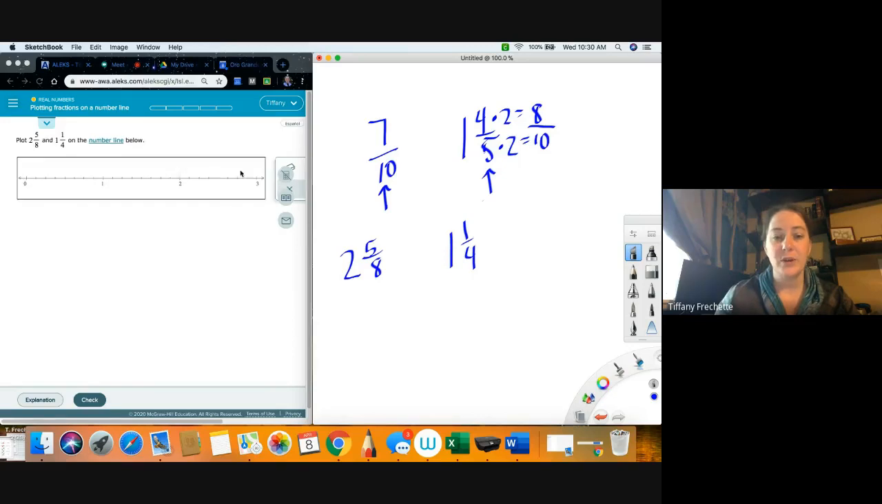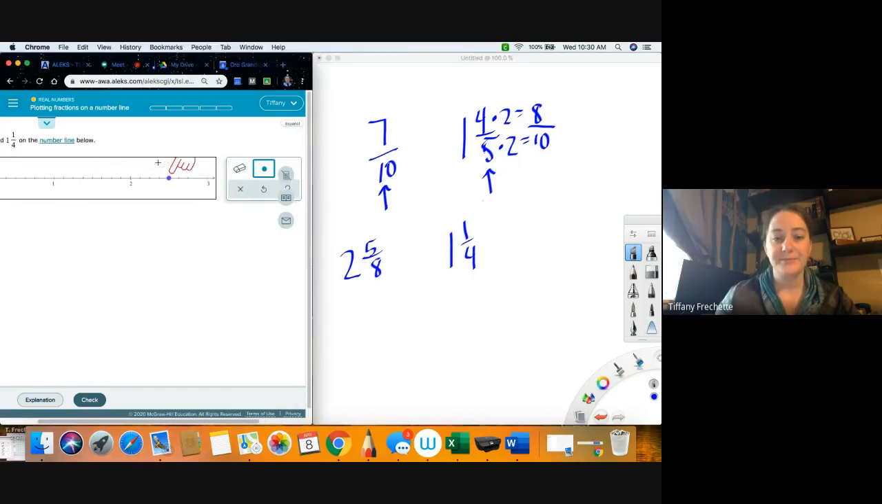So this first one, and I need to click my little dot here. This first one, we know we have a 2 whole. So we're going to go over 1, 2. So that's our 2 whole. And then it says 5/8. So I'm going to go 1, 2, 3, 4, 5. And I'm going to put a dot there. That is 2 5/8.